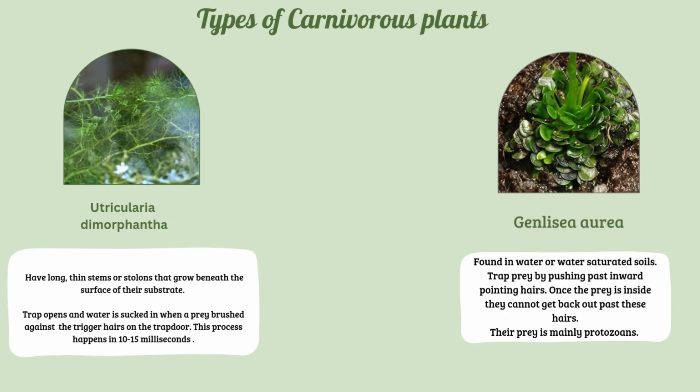More types. Utricularia dimorphantha have long, thin stems or stolons that grow beneath the surface of their substrate. It opens underwater and prey is sucked in when it brushes against the trigger hairs on the trap door. This process happens in 10 to 15 milliseconds. Genlisea aurea, found in water or water-saturated soils, traps prey by pushing past inward-pointing hairs. Once the prey is inside, they cannot get back out past these hairs. Their prey is mainly protozoans.